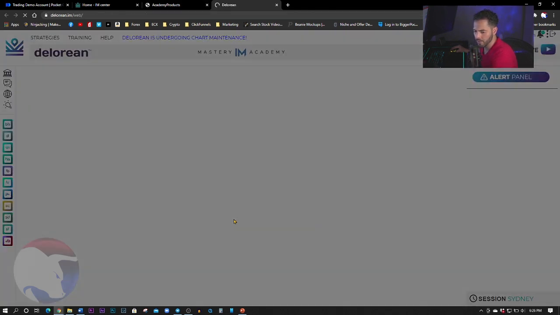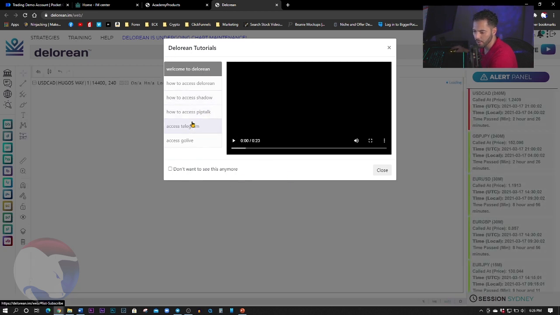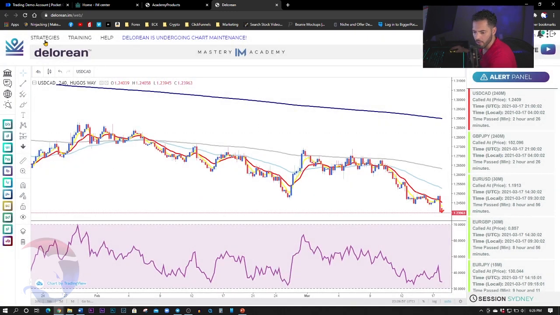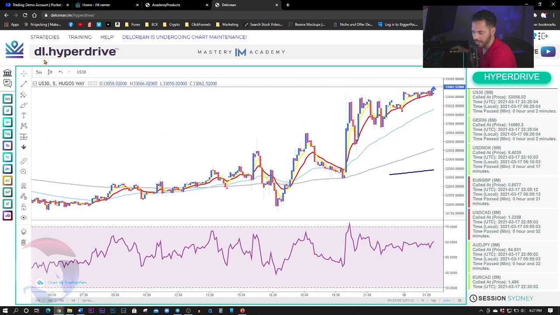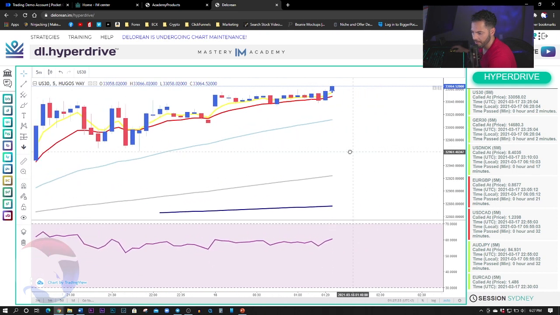It'll open up another window, and then you'll have this window pop up, and it's going to tell you exactly how to use the DeLorean. And Hyperdrive is part of DeLorean. It's just used for a smaller time frame. All right, so to open up Hyperdrive, you're going to go to your top left hand side, and then you're going to click Hyperdrive. Right now it's open up to US 30. It called out this trade 2 minutes ago, so that's US 30. I'm going to go ahead and explain the strategy now.